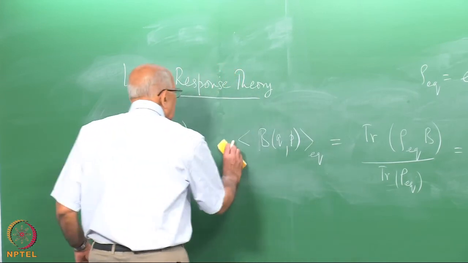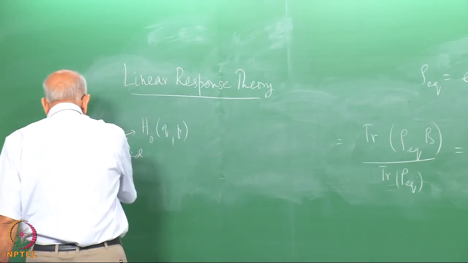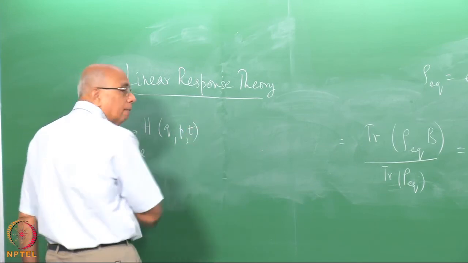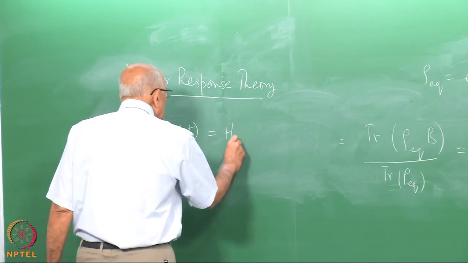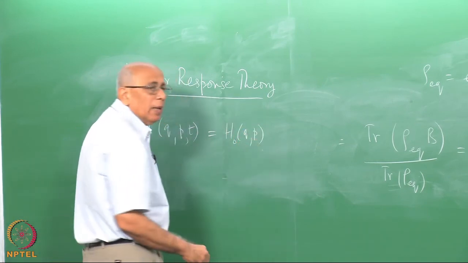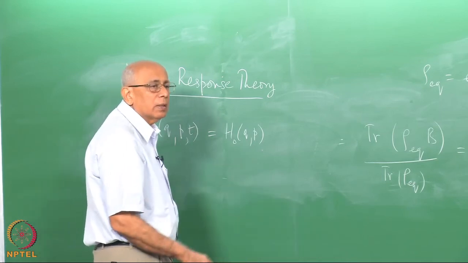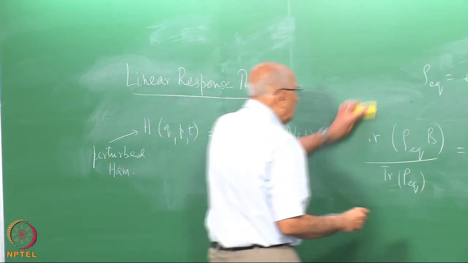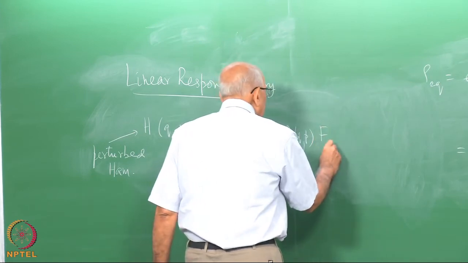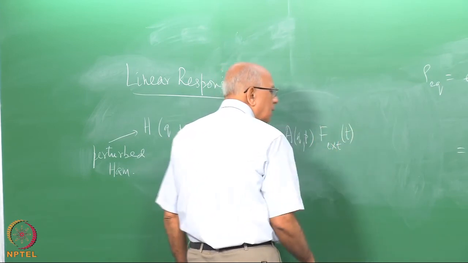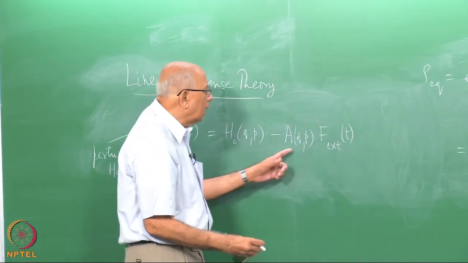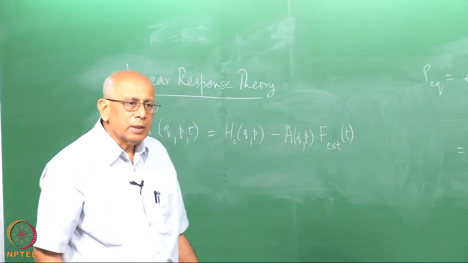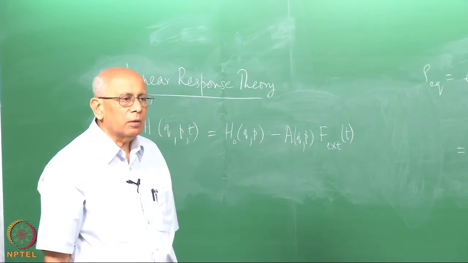The problem is that we're going to say that this system gets perturbed. The perturbed Hamiltonian is some H of q, p and possibly t, which will in general be H naught of q and p, plus a perturbation which I'm going to regard as small in some sense. It involves an operator A of q, p times a time dependent c-number force, F external of t. Let me explicitly say it's an applied force here. And A is some dynamical variable pertaining to this system, through which the force is coupled to the system.